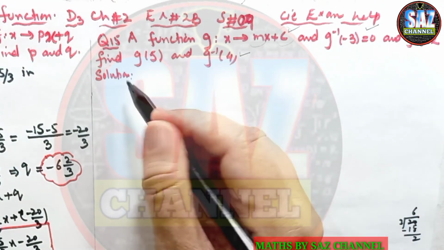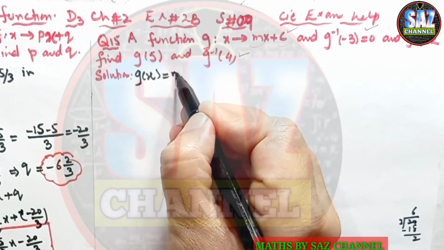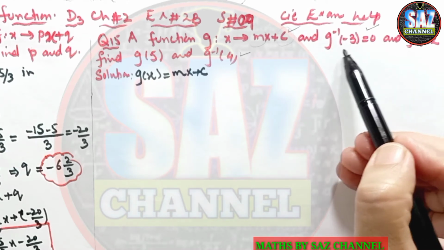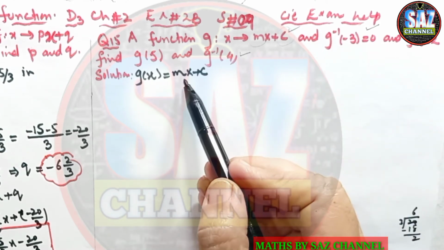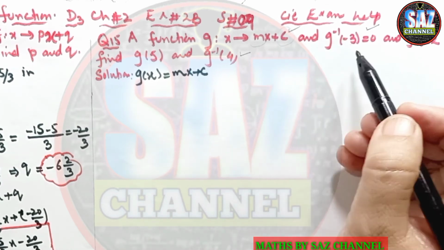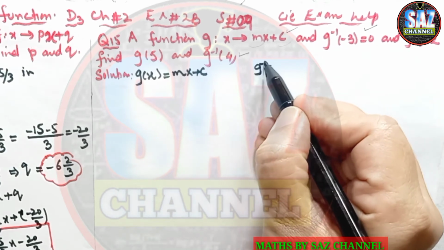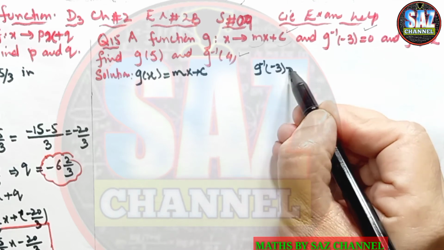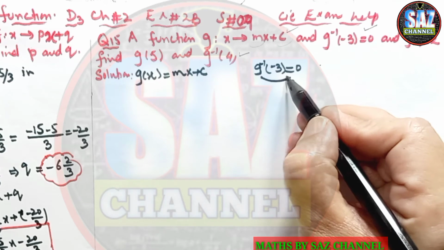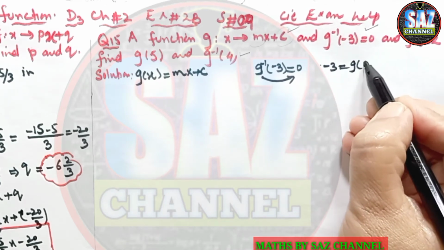Given function is g of x equals mx plus c. Now if we look at the conditions which are given for the evaluation of m and c, they are inverse conditions. It's better to turn them into the form of direct conditions. First condition given is g inverse of minus 3 equals 0, and this will give me g of 0 equals minus 3.